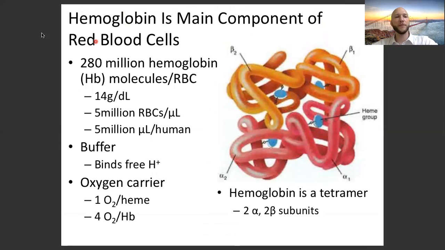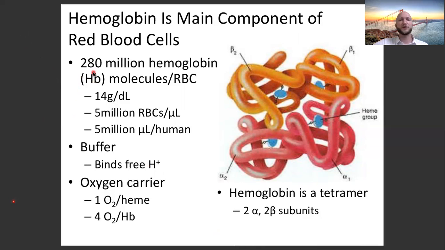Hemoglobin is the main component of red blood cells. Red blood cells are sacs of hemoglobin. Now, hemoglobin must be a pretty important molecule if red blood cells are basically just sacs of hemoglobin. So absolutely, hemoglobin is a very important molecule.